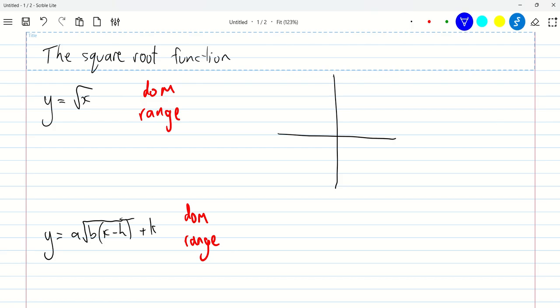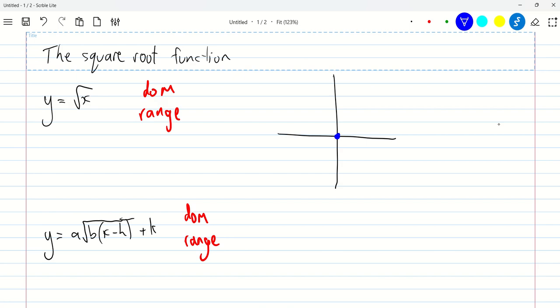When x equals 0, y equals 0, the square root of 0 is 0, so it starts at the origin. And as x increases, let's say x equals 4, then y equals the square root of 4, so y equals 2. And so as x increases, y increases as well, but not as quickly.